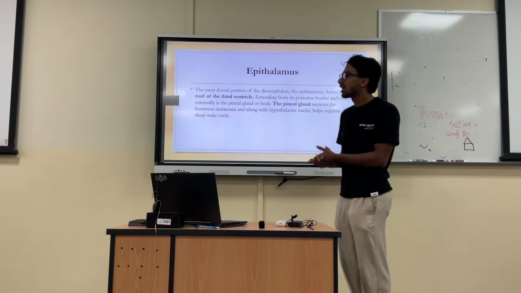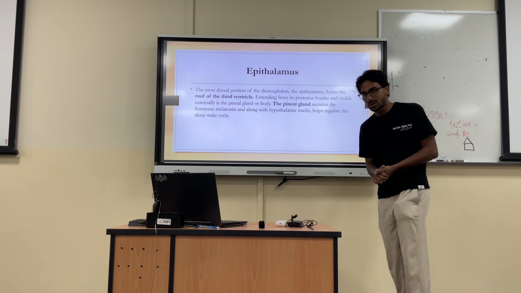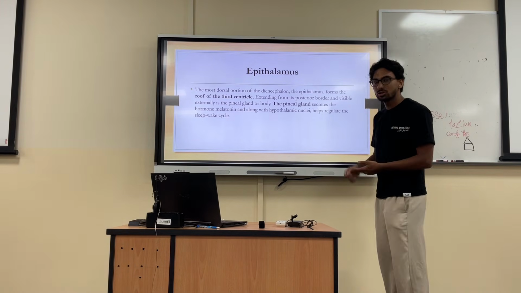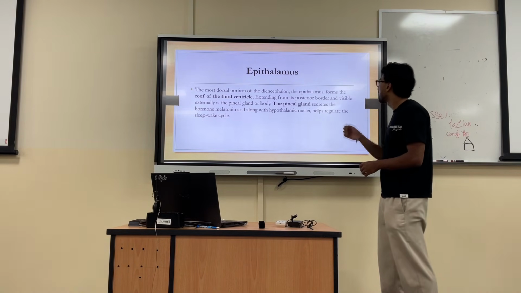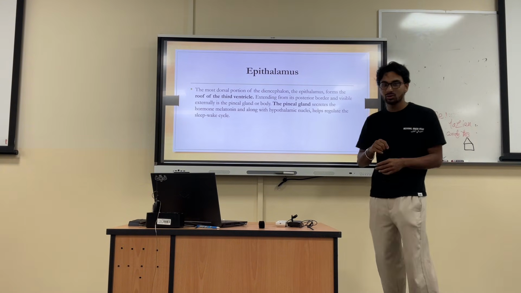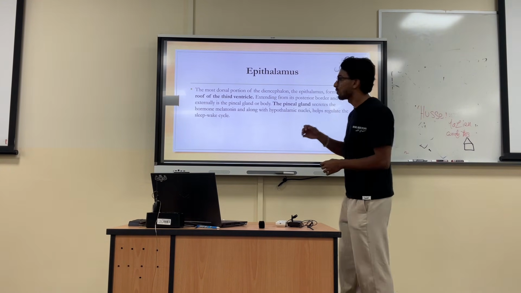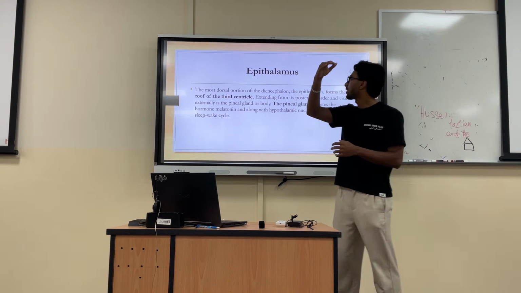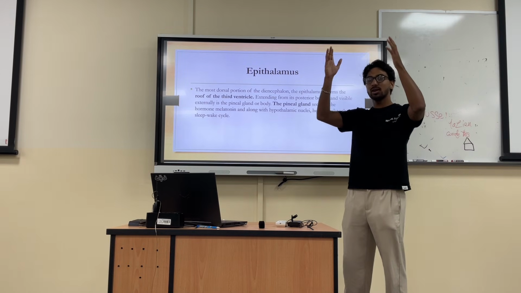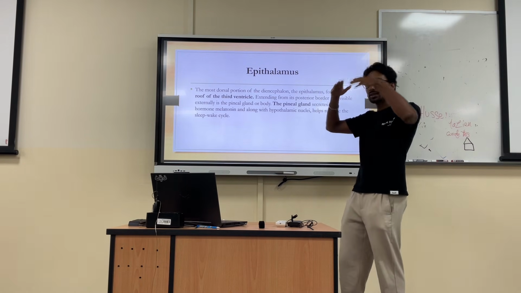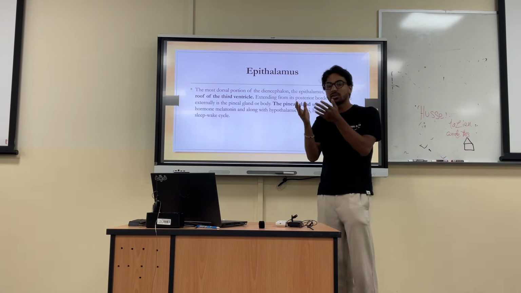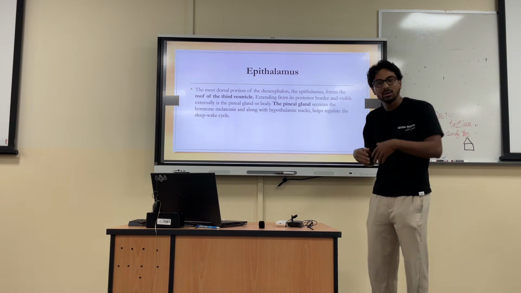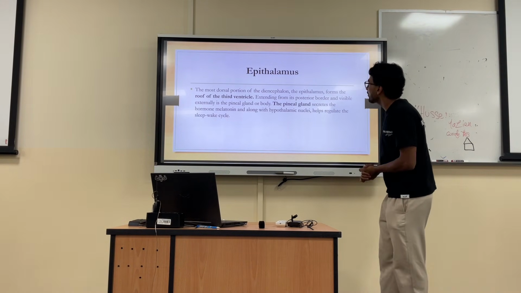Now, the last part of our diencephalon is the epithalamus. The most dorsal portion of the diencephalon, the epithalamus, forms the roof of the third ventricle. The roof of the third ventricle is our epithalamus, the superolateral is our thalamus, and the inferolateral of our third ventricle is our hypothalamus.